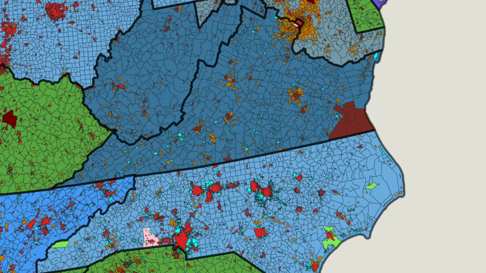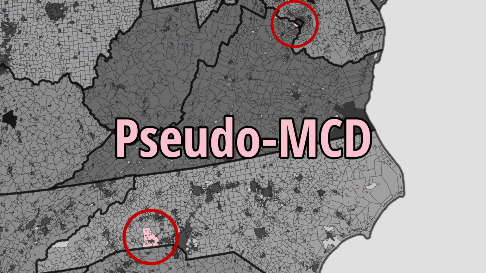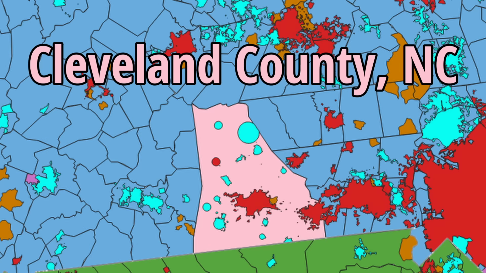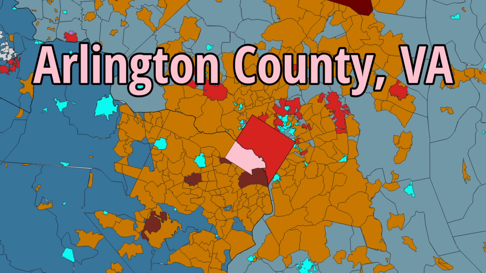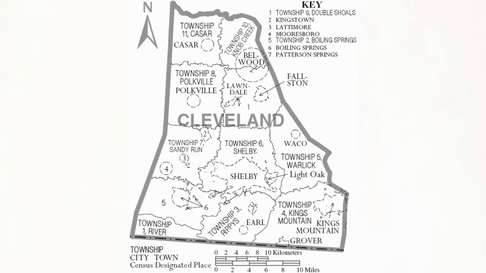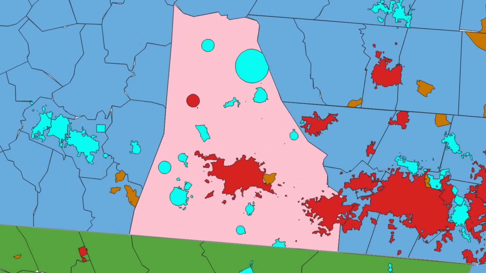And finally, we have possibly the strangest MCD on this map, a pseudo-MCD, or a pseudo-county subdivision. There are only 2 of them, one which is Cleveland County in North Carolina, and another which is Arlington County in Virginia. Both of these counties decided to abolish their county subdivisions. So the Census Bureau just defined the entire county as one pseudo-MCD, which is a non-governmental subdivision, only used for census purposes. But it seems very strange to me that a county such as Cleveland County can just abolish their townships and be left with this strange pseudo-MCD.